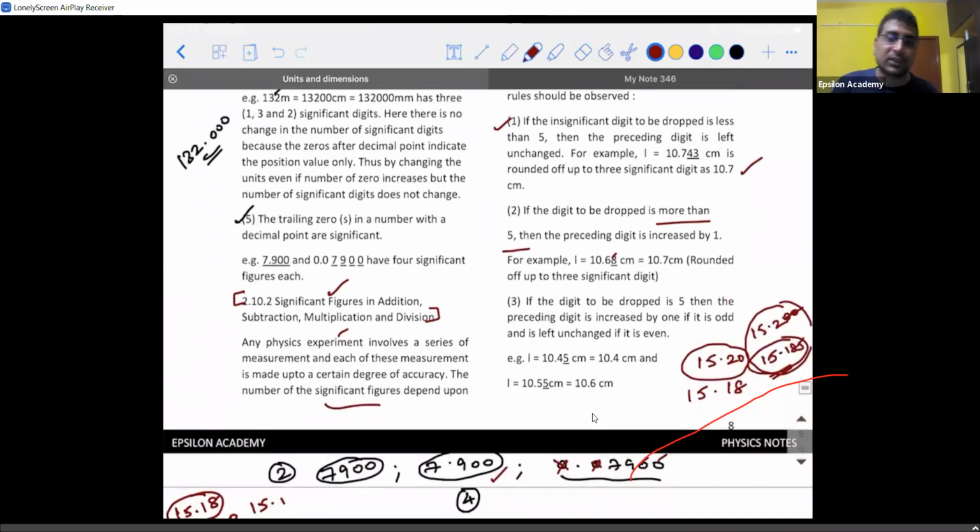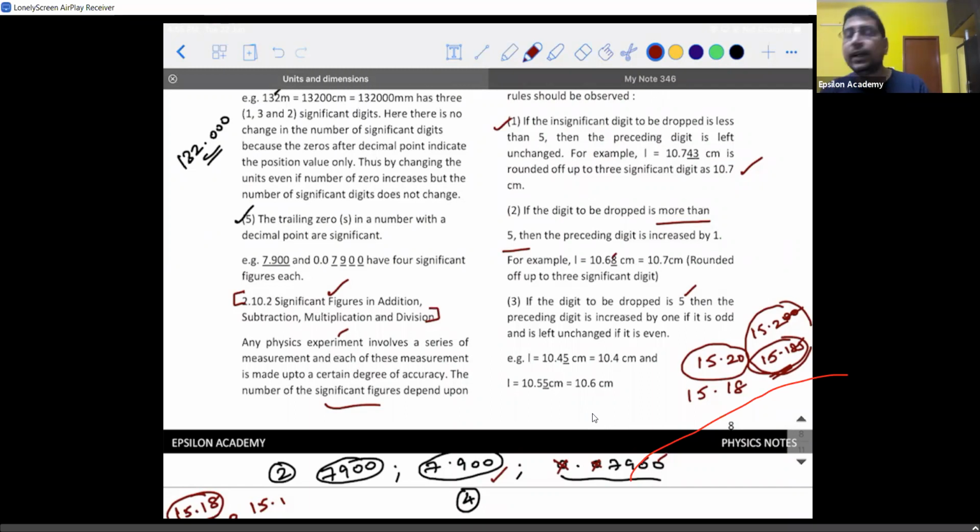Okay. Now the question is, what if the number is equal to 5? If the digit to be dropped is 5, then the preceding digit is increased by 1 if it is odd, and it is left unchanged if it is even. These are the rules, again I'm saying, not framed by me. You have to follow this, that's it.